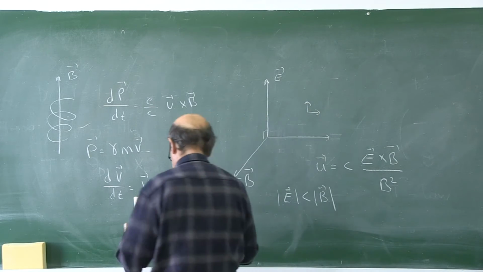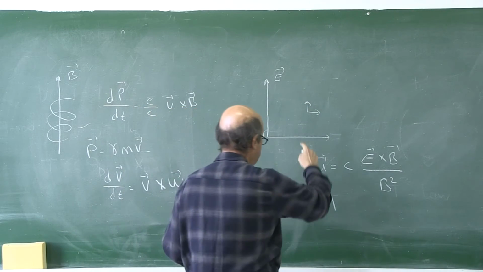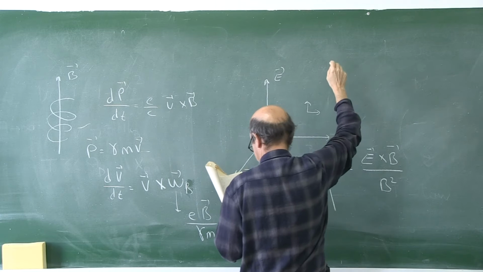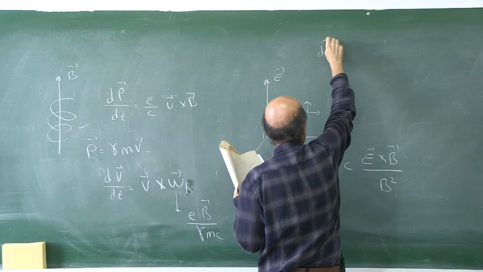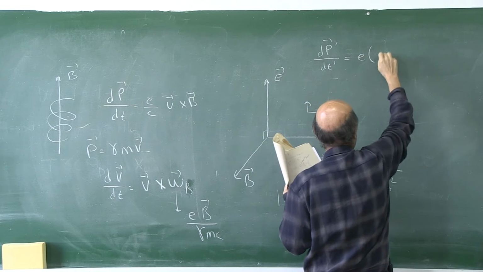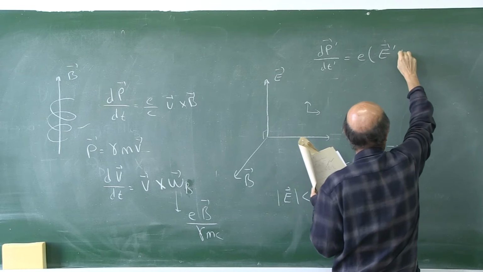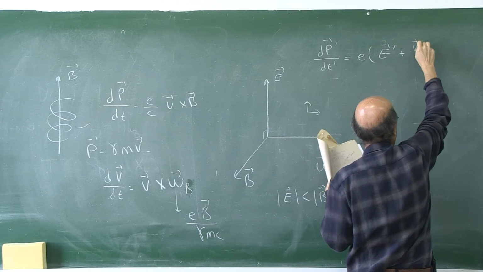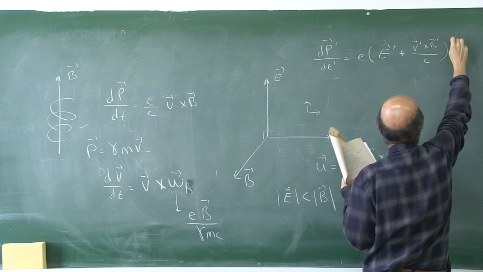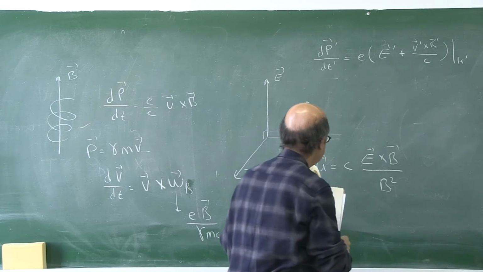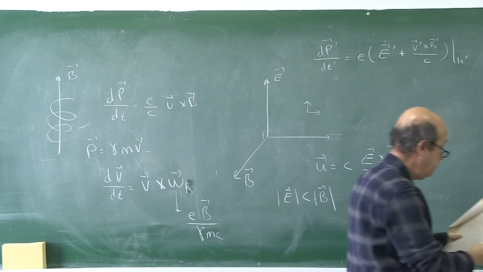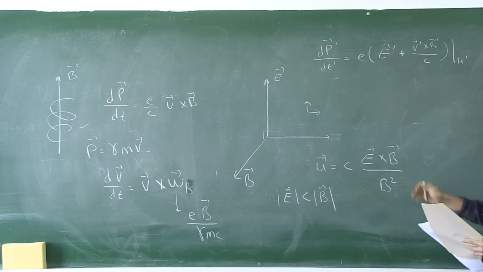So basically, the fields or the Lorentz force in the new frame, let's say the new frame is moving to the right, in the K prime frame, that is nothing but dp over dt prime, and the charge is the same everywhere, E prime plus v prime cross B prime over c. So in the new frame, let us look at the fields in this moving frame.